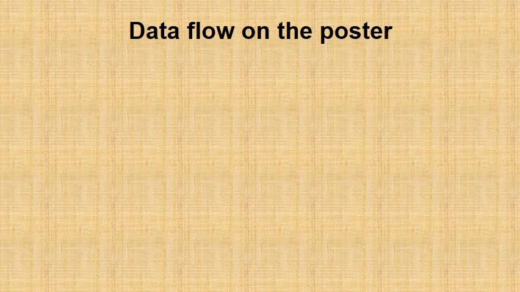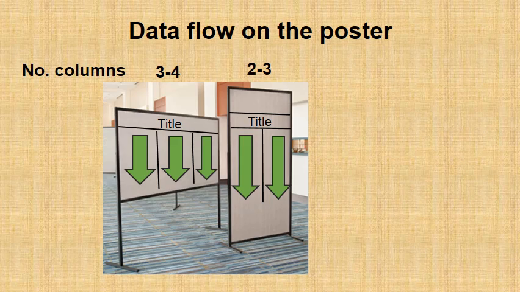Let's consider now how can you organize your data on the poster. One usual way, and actually very good and efficient way, is to divide your poster in columns. 3 to 4 if you have a landscape, or 2 to 3 columns if you have a portrait orientation poster, and then just put your data from up to down, from left to right. This is called a vertical flow poster.